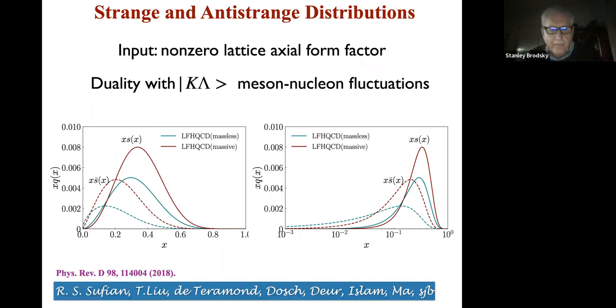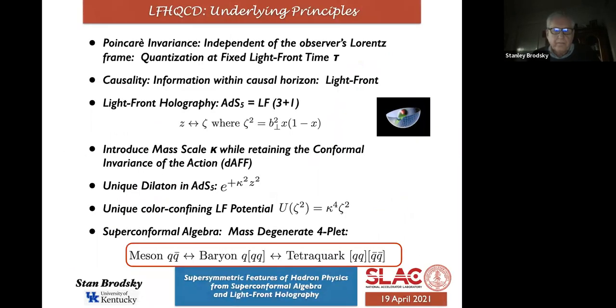This is not dissimilar from what people know about the strange quark distributions, and the intuition is just to think about a K lambda fluctuation, and immediately you get this asymmetry.